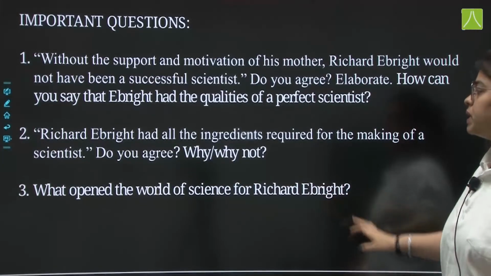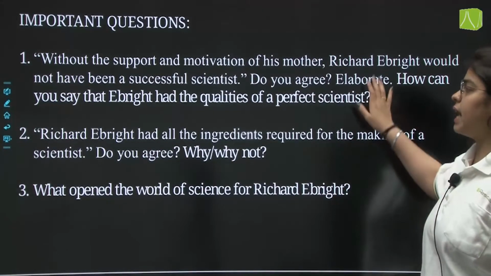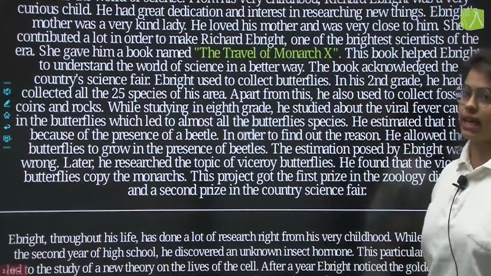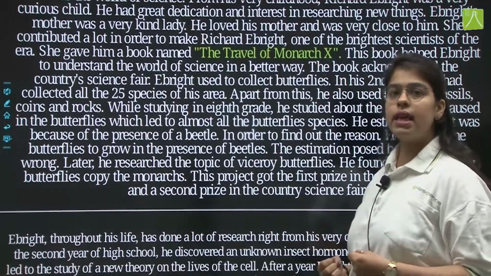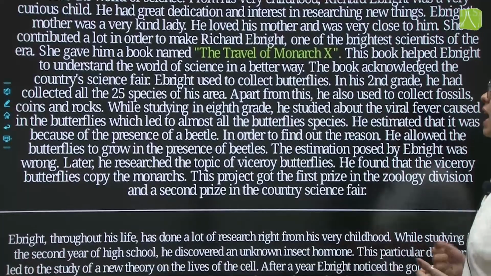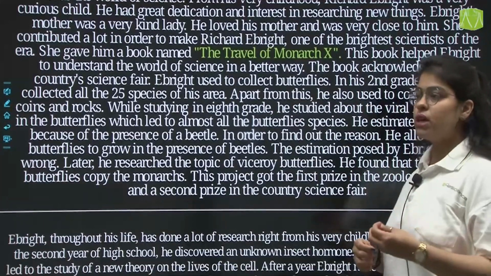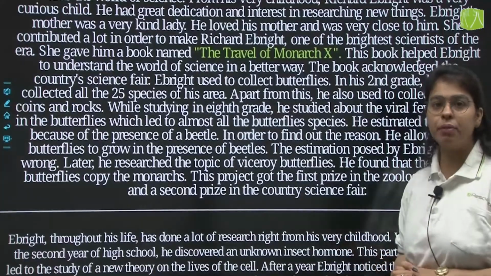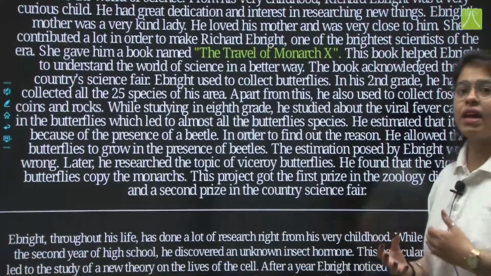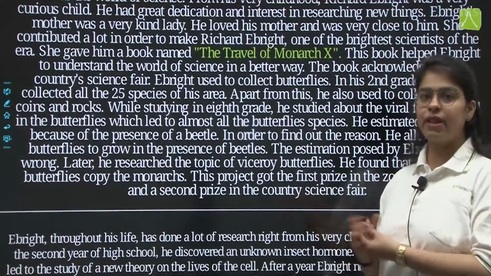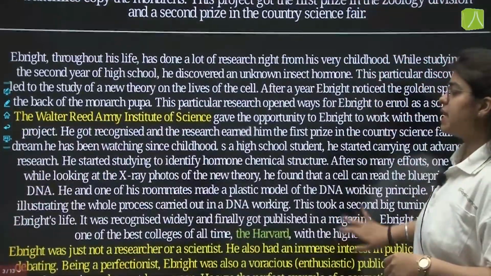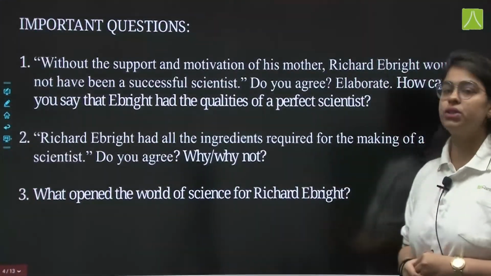Now, what opened the world of science for Richard Ebright? So, here again we will explain. What opened the field of science? The Travels of Monarch. And here you will explain all the things that his mother brought him, the telescope, all the equipment he required for the science field, and how this book led to the different discoveries that he made with the butterfly species. He used to grow them, he used to have a house built for them, and then he also tagged those butterflies and left them to know what distance they can travel. So all these things will be answered under question number 3.